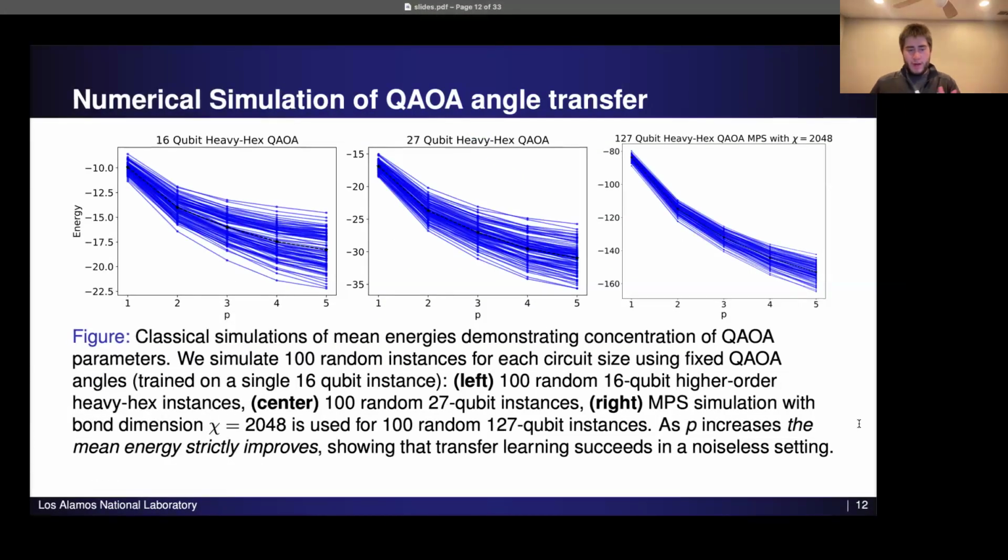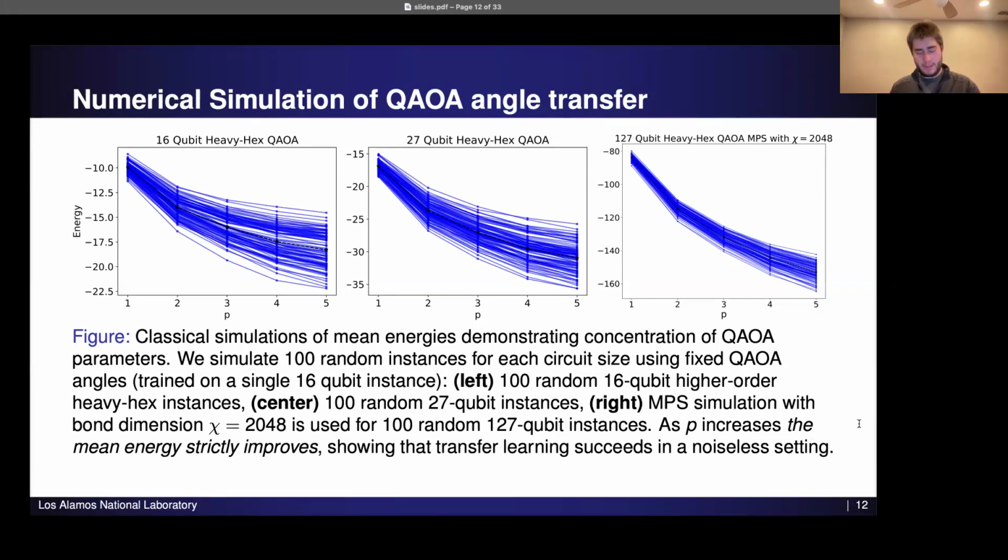Okay, so here's the primary numerical result plots. These are all of the numerical simulations showing QAOA angle transfer working. On the left-hand side, on the x-axis, we have increasing P, from P1 up to P5. And on the y-axis, we have energy. Here we're considering all of these Ising problems as minimization optimization problems. And each of the blue lines, there are 100 blue lines, each one represents a different problem instance.